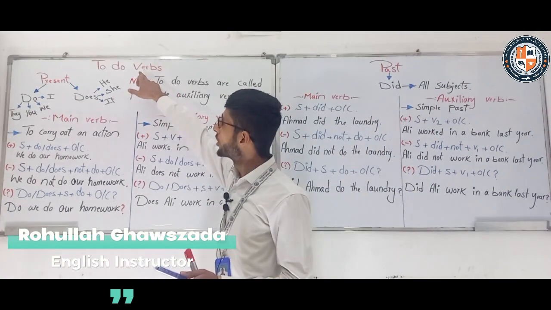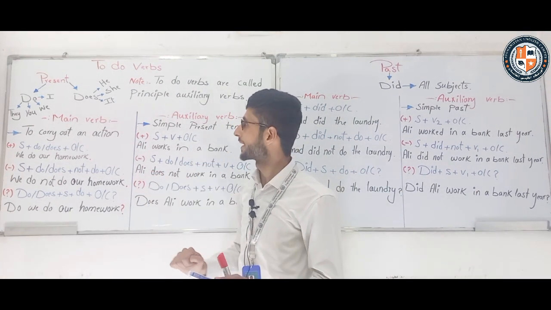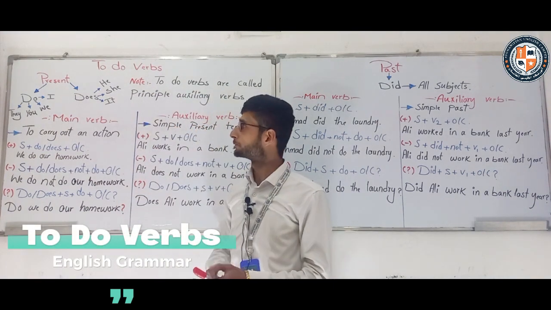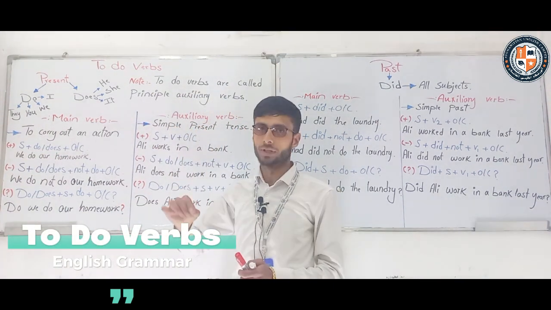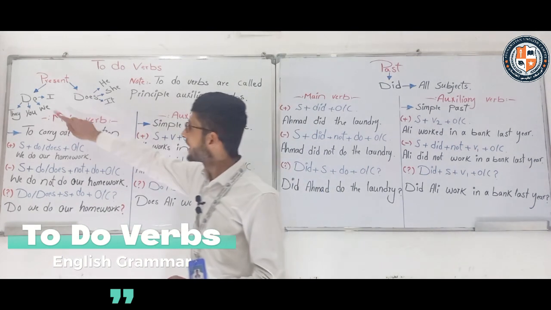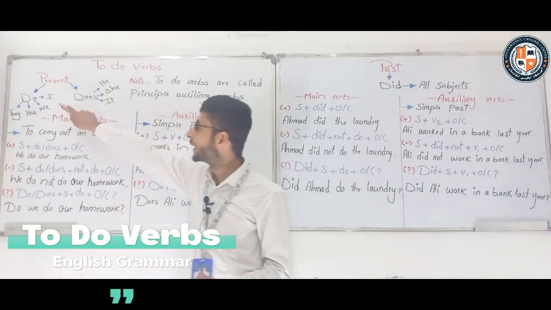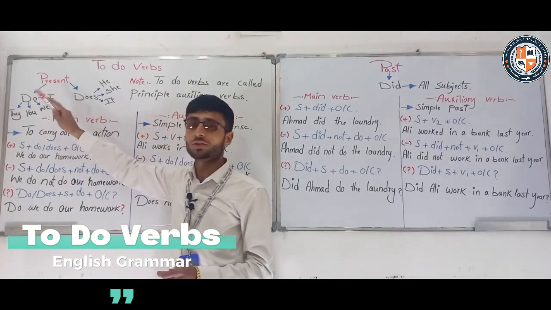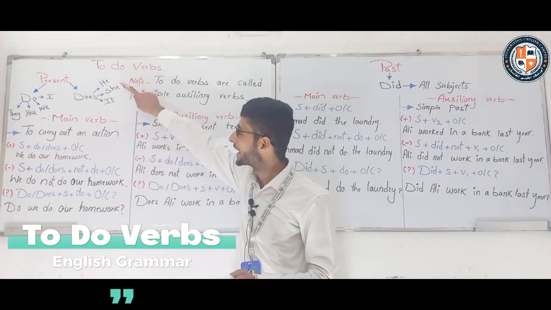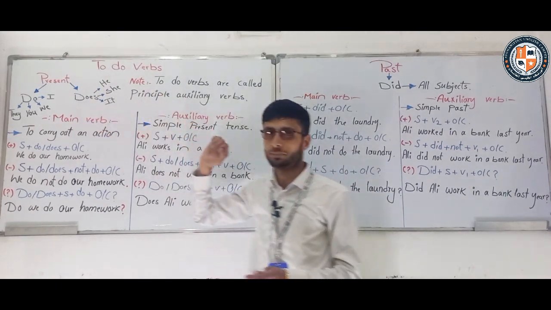In English, to-do verbs in simple present tense, there are two to-do verbs in simple present. The first one is do and the second one is does. Where can we use do in our sentences and where can we use does in our sentences? The first one, do, is for all plural subjects, that are we, you, they, and also we can use do for I. Does is for singular subjects, he, she, it. These are to-do verbs in simple present tense.